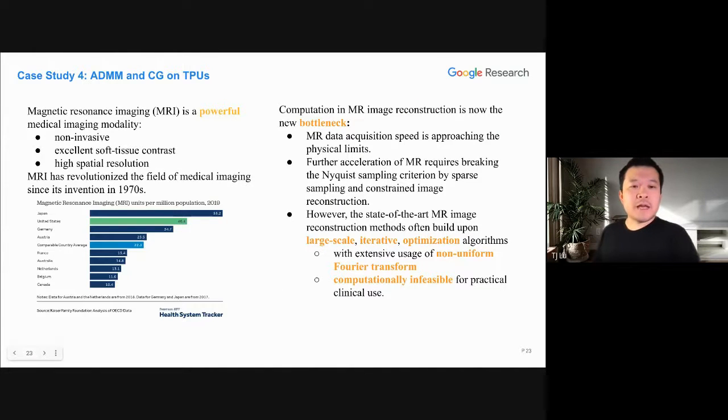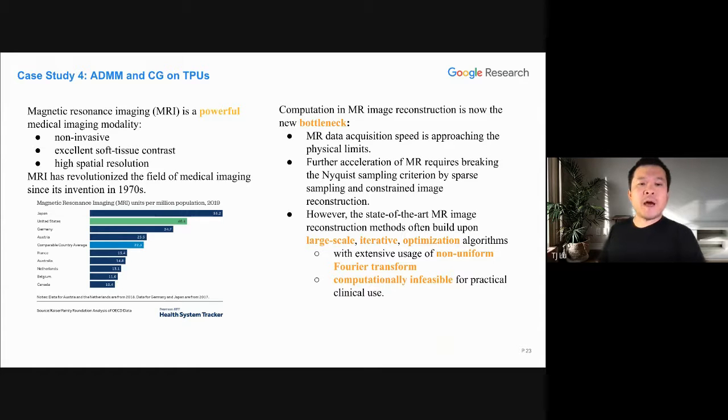Now let's move on to the next case study. In this case study, we implement the conjugate gradient method, CG, and the alternating direction method of multipliers, ADMM, on TPUs. Together with DFT, we apply them in an image reconstruction problem for magnetic resonance imaging, MRI.